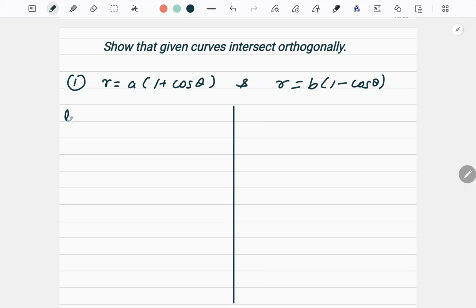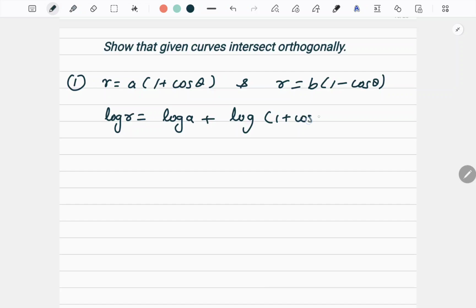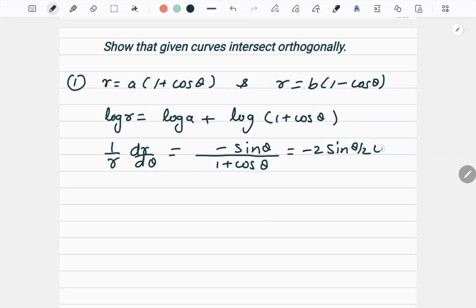Step 1, take log. So here log r is equal to log a plus log of 1 plus cos theta. I think I'll remove this line because I need space. Let me work on the first curve first. So log r is equal to log a plus log of 1 plus cos theta. Differentiate with respect to theta: 1 by r dr by d theta is equal to minus sin theta upon 1 plus cos theta. As I told you, this is minus 2 sin theta by 2 cos theta by 2.